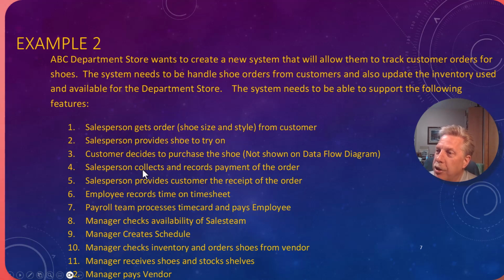The salesperson will then collect and record the payment of the order or the sale. Salesperson provides the customer with a receipt. The employees again track their time, and we process time cards internally in the system. The manager needs to also manage the inventory in the system. The manager checks the inventory and gets the shoe order from the vendor or vendors, and then the manager provides those shoes and stocks the shelves, and then the manager will pay the vendor for the shoes that they ordered.